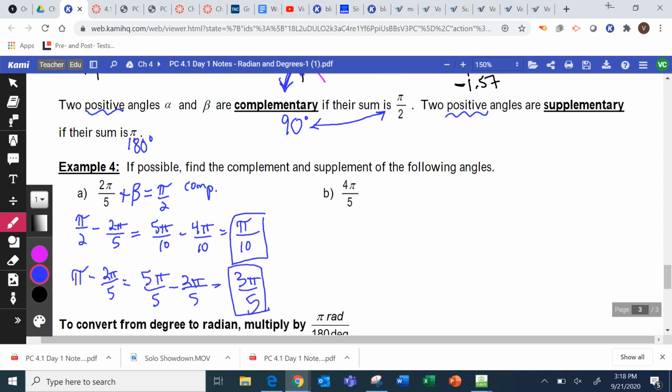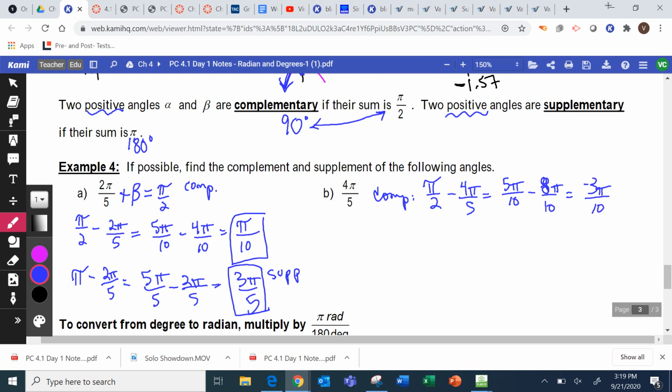Next one, same work. We're going to find the complement. That's the supplement here. I'm going to find the complement by doing pi over 2, subtract 4 pi over 5. Need a common denominator, so 5 pi over 10, subtract 8 pi over 10, and I get negative 3 pi over 10.